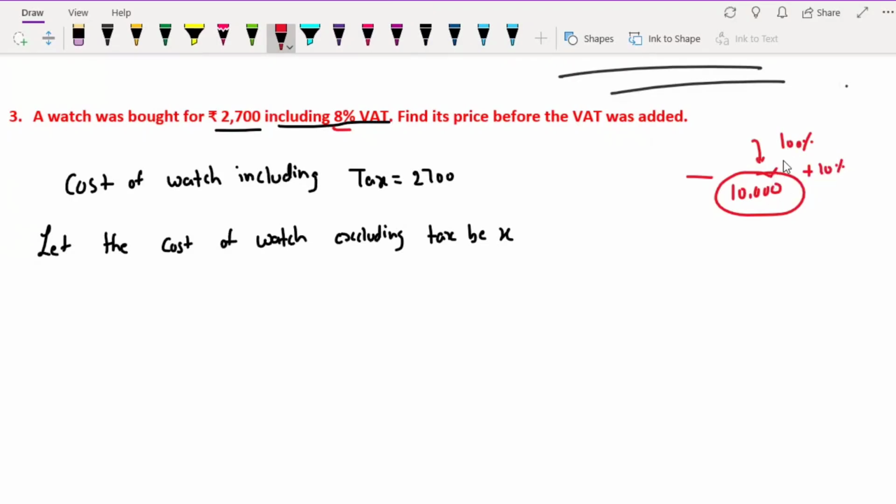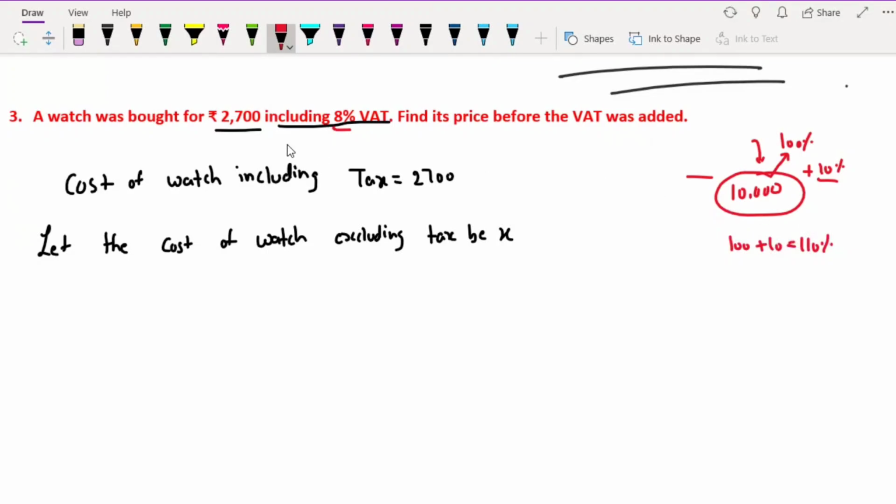So 10,000 is our 100% of the amount of that mobile phone. It may be any article. Okay. Upon that, we have to pay 10% extra as tax. So totally we are going to pay how much? 100% plus 10, we are going to pay 110 percent, right?